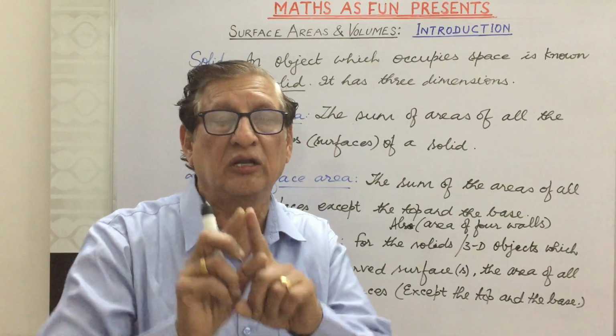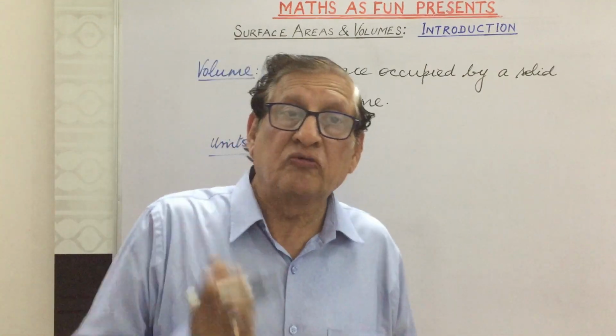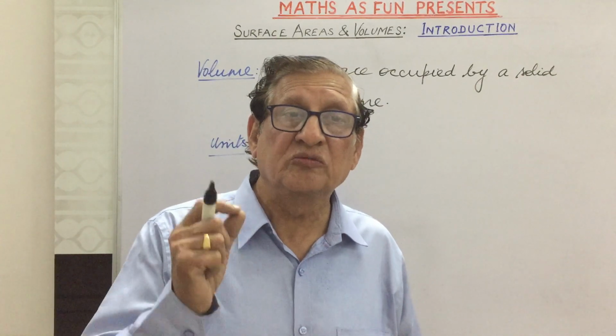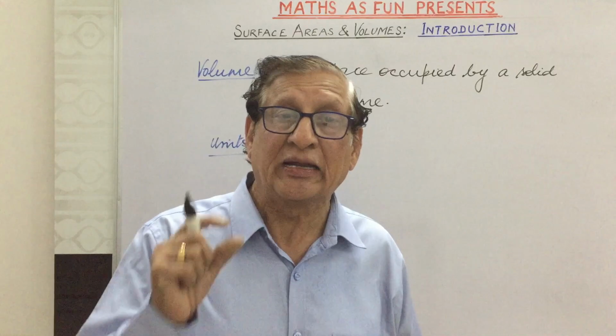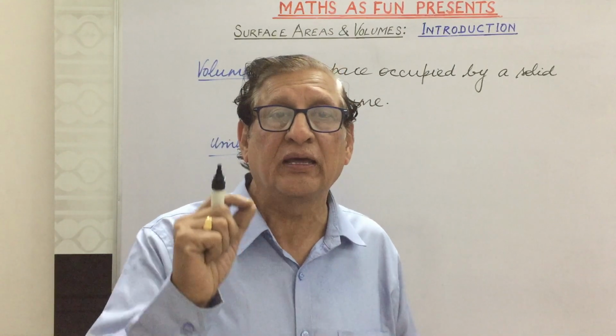So curved surface area can be defined as the area of the curved surface of a solid or of a three-dimensional object. Now the volume. What is the volume of a solid or three-dimensional object? That is the space occupied by it.